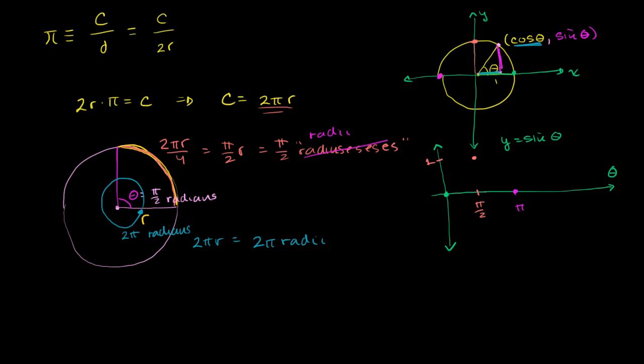And then we can go all the way down here, where you could view this either as 270 degrees, or you could view this as 3 pi over 2 radians. So this is in radians, this right over this axis. Sine of theta is the y-coordinate on the unit circle right over here. So it's going to be -1. So this is -1. And then finally, when you go all the way around the circle, you've gone 2 pi radians.